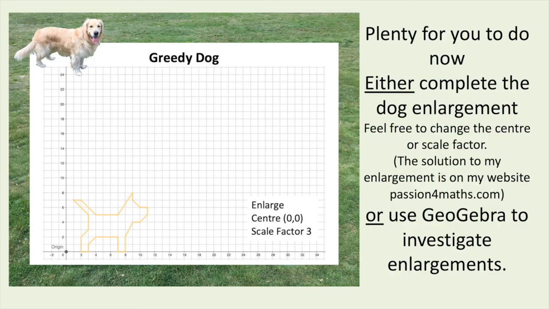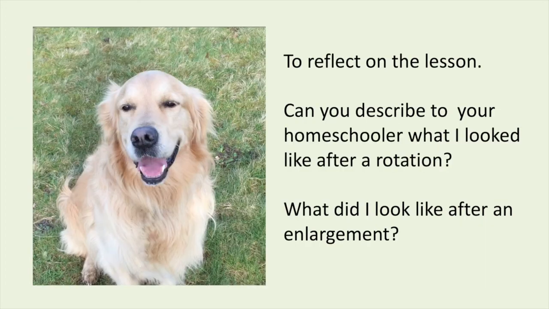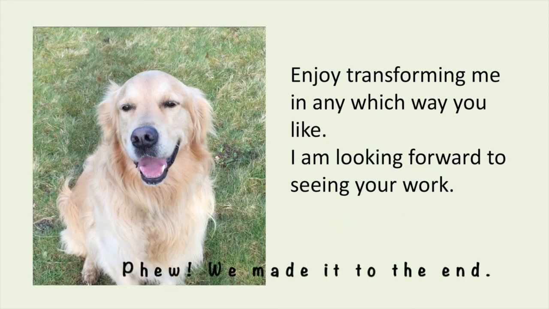So you're on the last activity for transformations. Choose your enlargement, whether it be the dog or another shape. Choose your own centre. Perhaps you don't want to use a centre, and you can just enlarge it by a scale factor. Discuss with your homeschooler what it looked like after a rotation. What did it look like after an enlargement? Don't forget to send me your wonderful pictures.